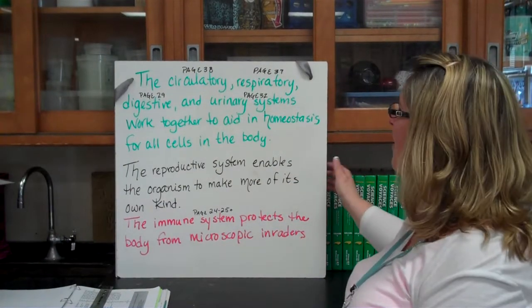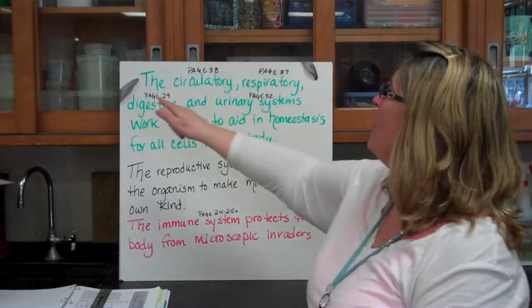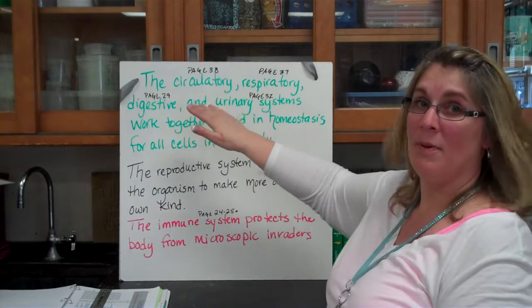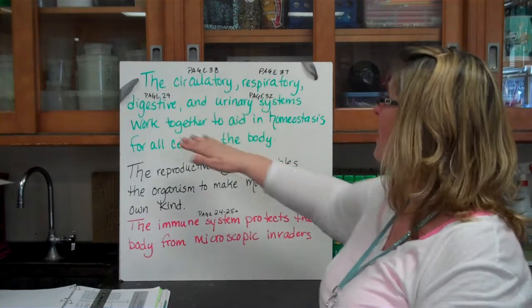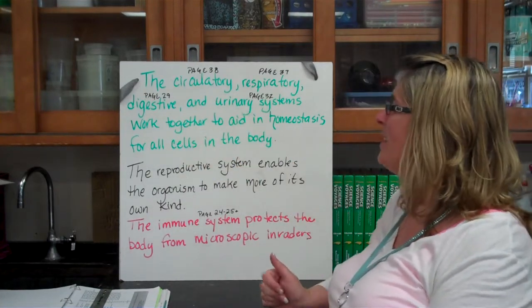Now, the circulatory, respiratory, digestive, and urinary systems, that's all these pages, work together to aid in homeostasis.